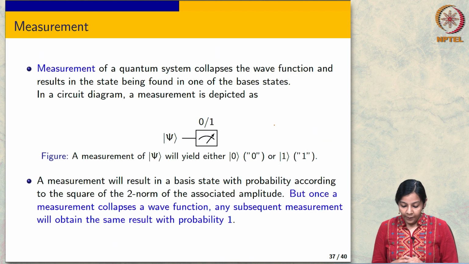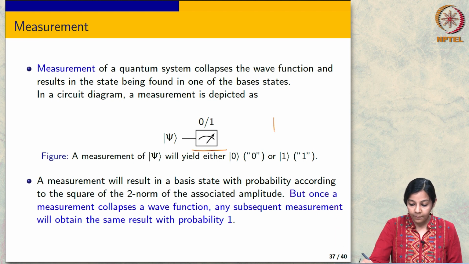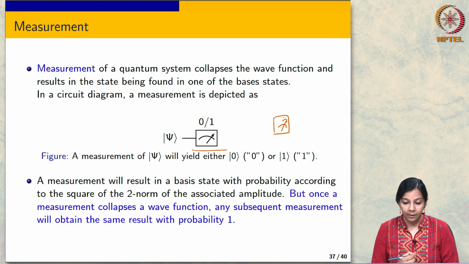Okay, so to sum up, even though I have already talked about measurement in today's class, I will give you some notation for it. So, this is the notation. Okay, so this little box like this is our notation for measuring a qubit or a sequence of qubits. And as I already said multiple times, measurement of the quantum system collapses the wave function and results in the state being found in one of the basis states.